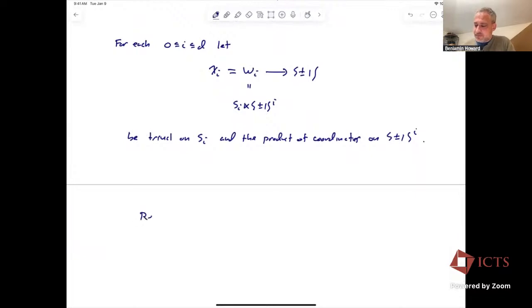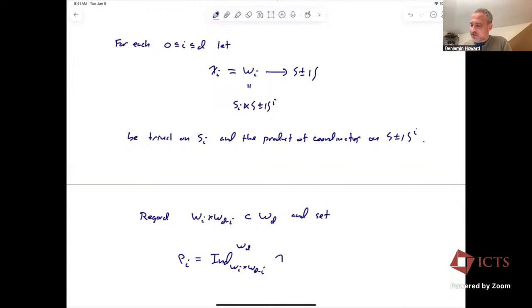Now, I can think of W_i cross W_{D-i} as a subgroup of W_D. And I'm going to define rho_i to be you induce from this subgroup this character, rather this character on the first factor and the trivial character on the second factor. Induce that up, you get some representation of W_D.